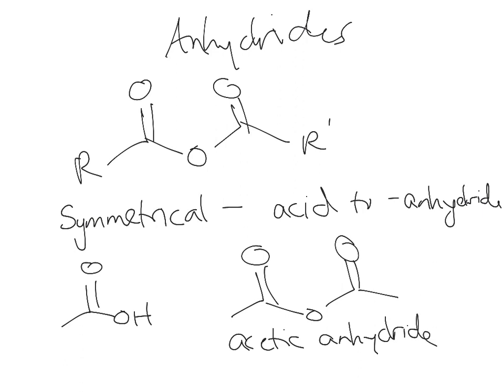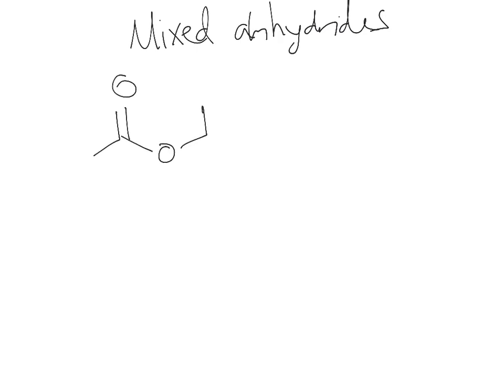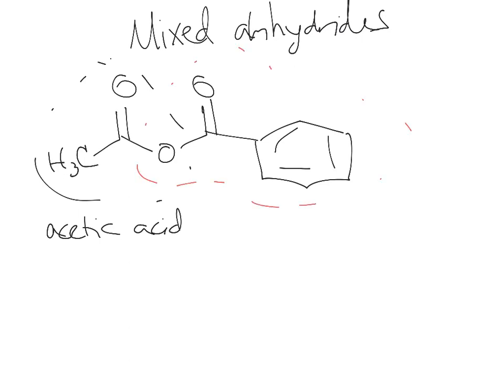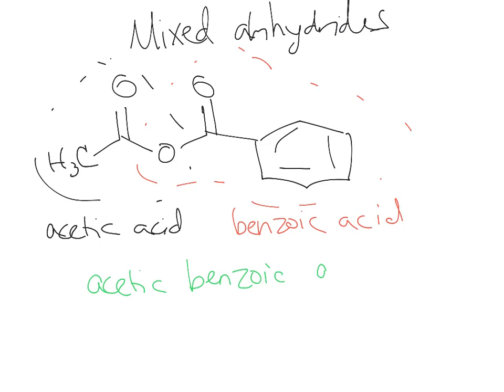If you have mixed anhydrides, things are different. So mixed anhydrides, you need to name both carboxylic acids, and then you're gonna make those names alphabetical and replace the word acid with anhydride. So if we had something like this, this side would be acetic acid. This side would be benzoic acid. So if we alphabetize them, we have acetic benzoic anhydride.